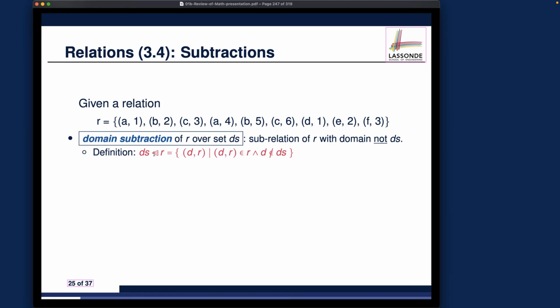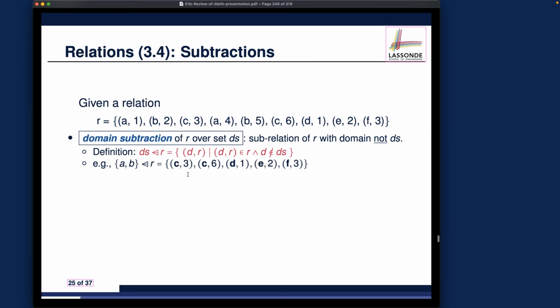First of all, the symbol here is pretty much like a domain restriction, except that we have a minus inside the triangle. That makes sense because we're talking about subtraction. Okay, let's take a look. The result is going to be a relation, which is a set of ordered pairs where each ordered pair, dr, first of all, should be in R. However, the first element D should not be in the subtraction set that we are passing as input. That's the idea.